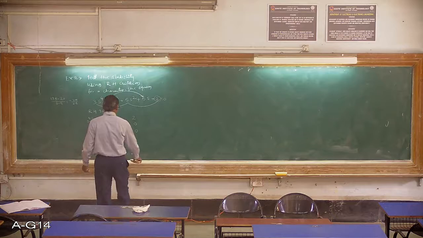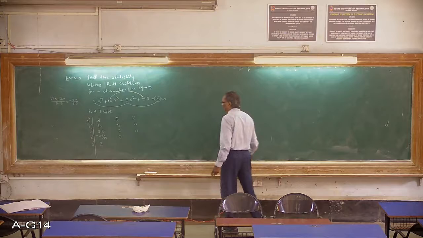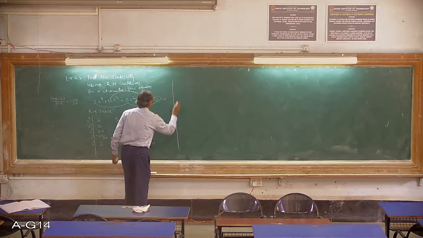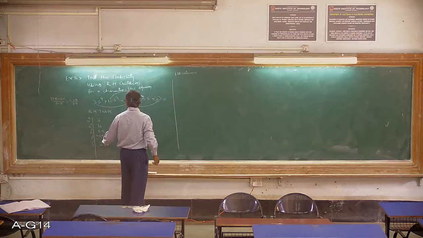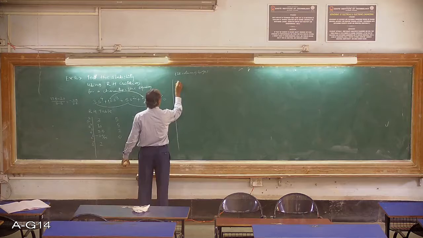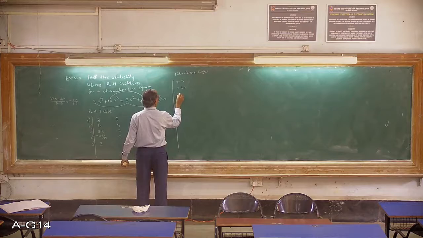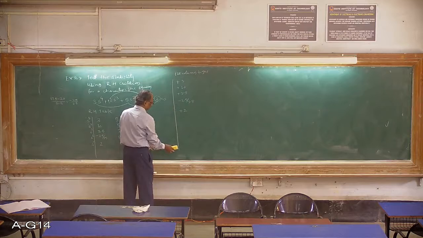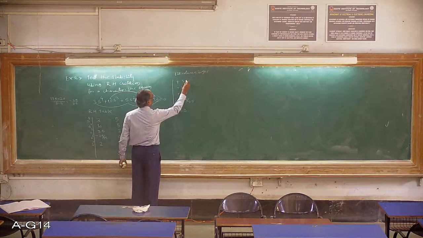As we know, for the system to be stable, there should not be any sign changes in the first column of the Routh array. Now you need to consider the signs of the first column. The first one is plus 3, plus 10, plus 3.5, minus 2.5, plus 2. If you observe the signs, from the first element to the second element, no sign change.